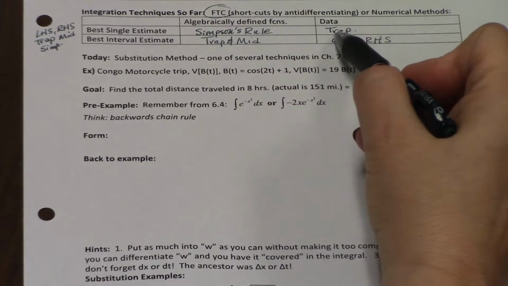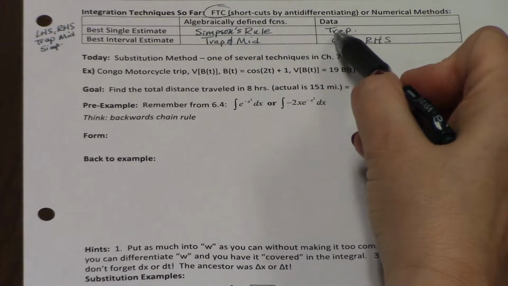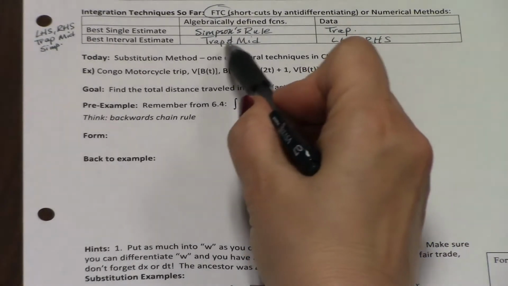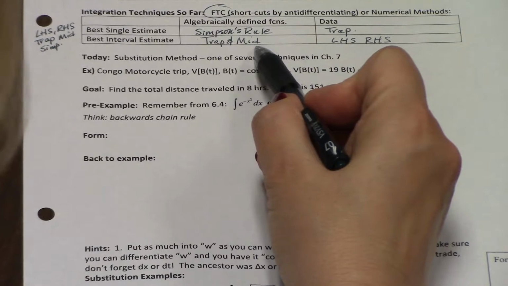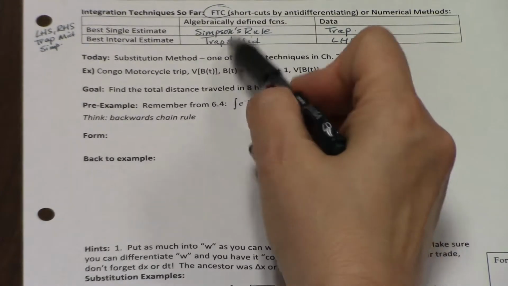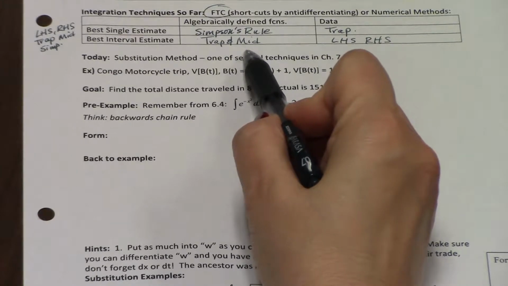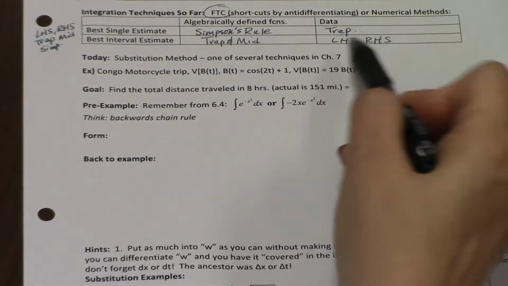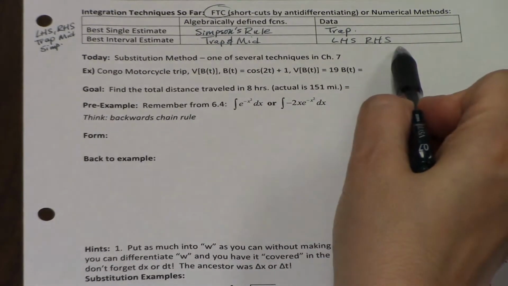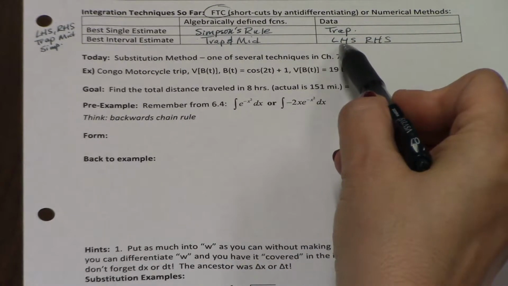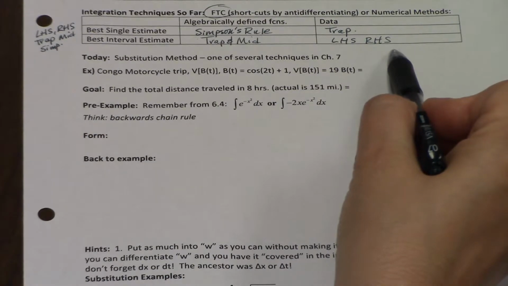For data, the single best estimate would be the trapezoid method, and if we needed an interval here, we know that we can't use trap and mid. Why was that again? I hope you remember that midpoint rule. We can't go halfway through an interval when we have data. So therefore, we're just left with left-hand sum and right-hand sum, although they weren't as good over here with algebraic methods. For data, those are going to be the best methods we can use.